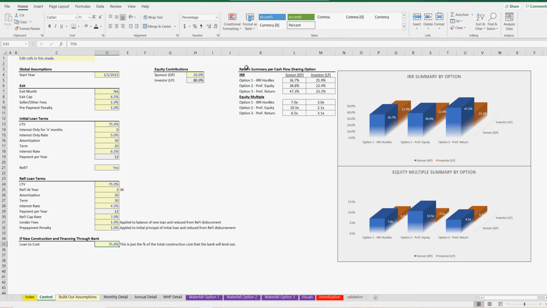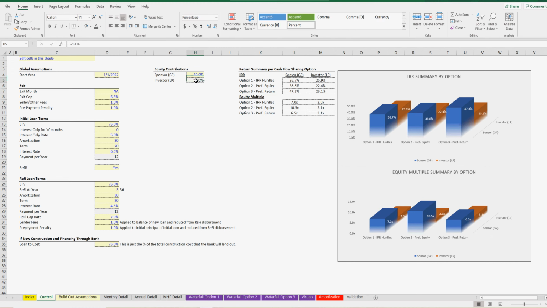And then these are just summaries. I normally don't put summaries on initial control and build out tabs, but I did on the control tab here just so you can see at a high level the different IRRs of the three waterfalls that the model uses, and you could use any option. Also, a little visual on that. I thought that looked kind of nice, so I put it on there.